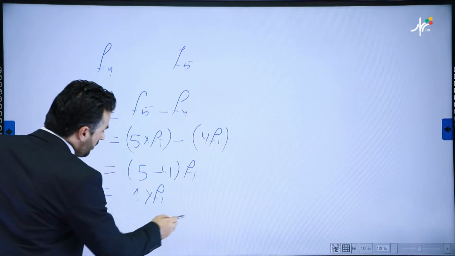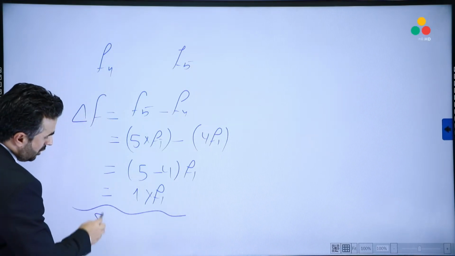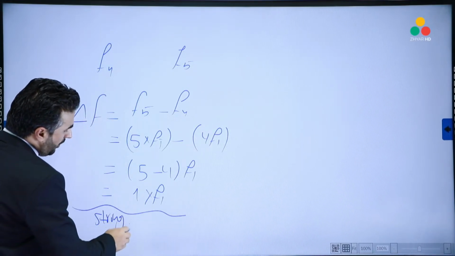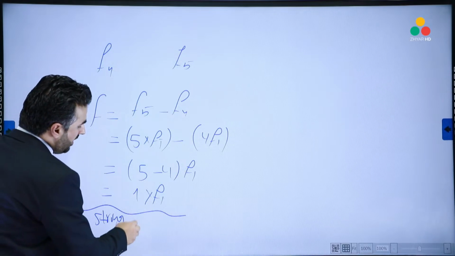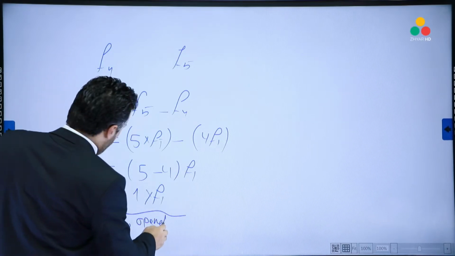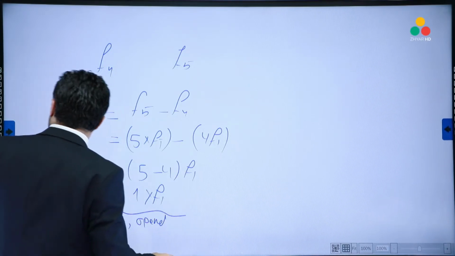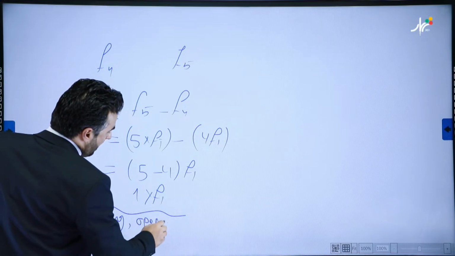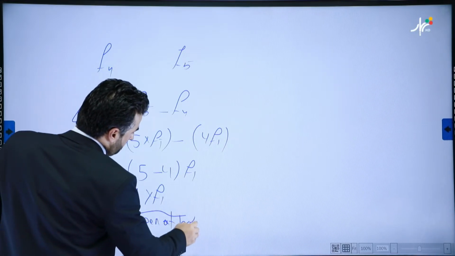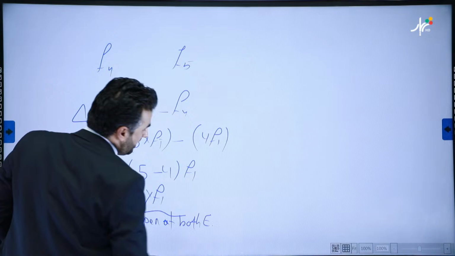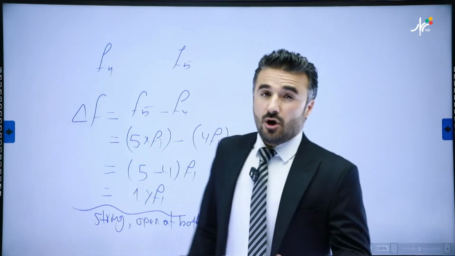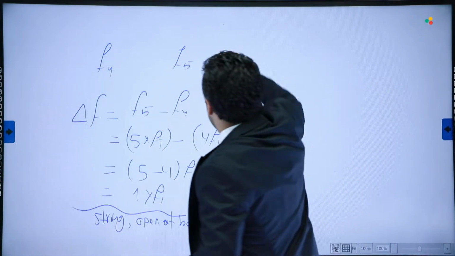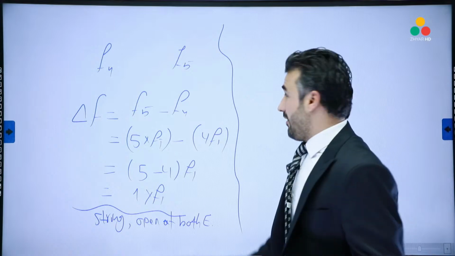Remember, this is for both a string and also a pipe that is open at both ends. Both ends, okay. What if it is a pipe that is open at one end? What would be the difference between two consecutive harmonics? Remember this.